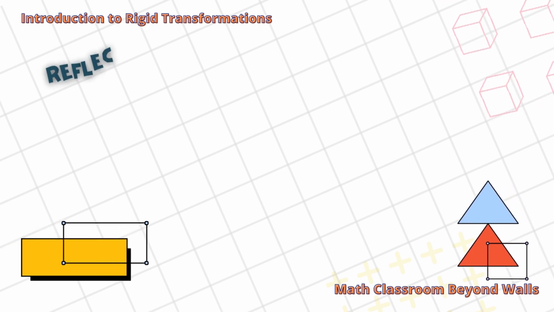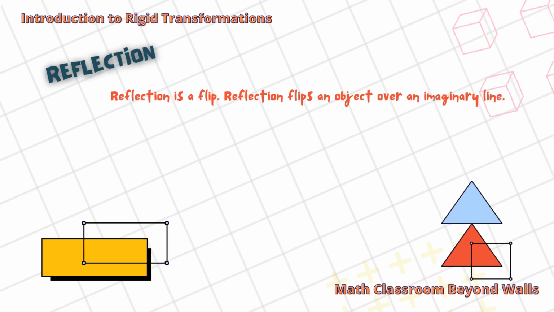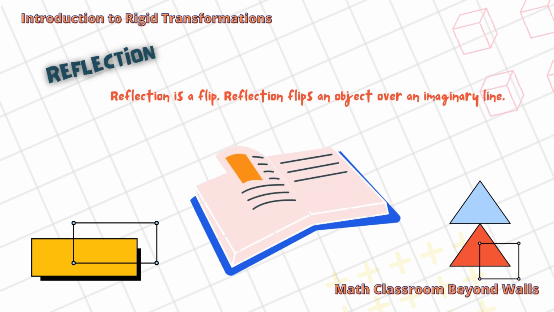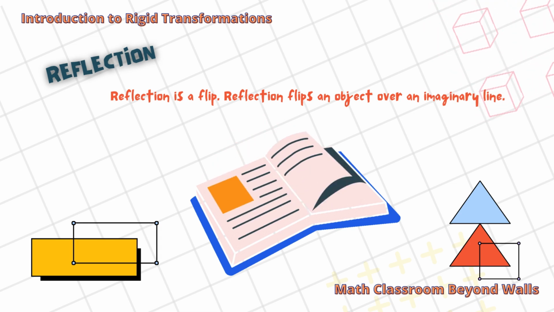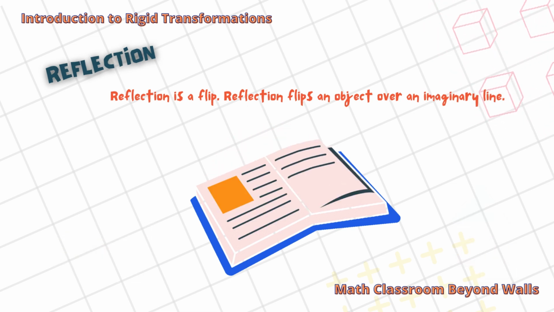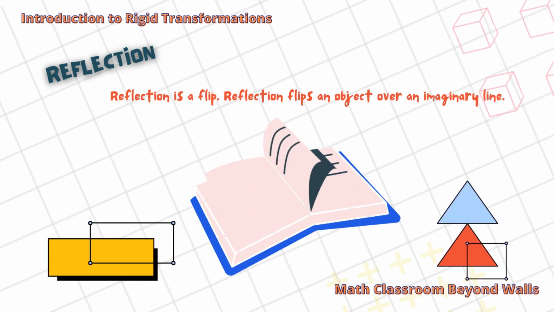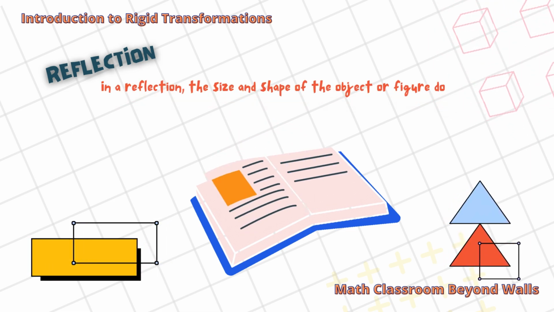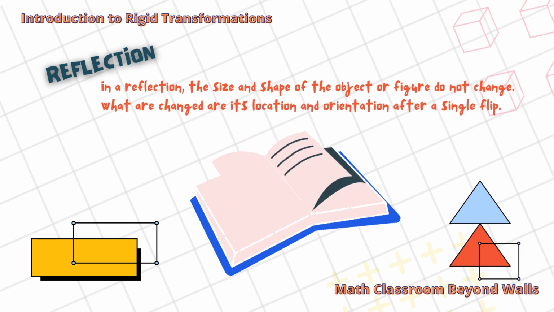How about reflection? Reflection is a flip. Reflection flips an object over an imaginary line. Look at the object after the flip. Is there a change in the size and shape of the object after it is flipped? No, its size and shape are the same. So the size and shape of the object are not changed. What are changed are its location and orientation after a single flip.